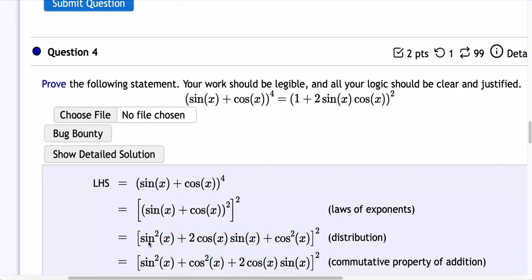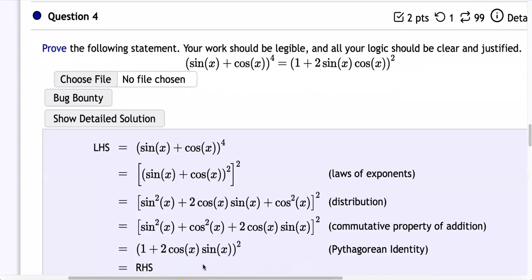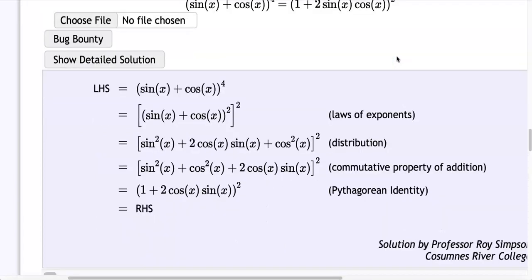And then as we did in the case of number 1, we rearrange the cosine squared so that it's next to the sine squared. So you have sine squared x plus cosine squared x. These then can be replaced by 1 because it's a Pythagorean identity. And then now you have the right-hand side without having to expand the right-hand side at all. So that's hopefully a lot simpler than you might have expected it to be.